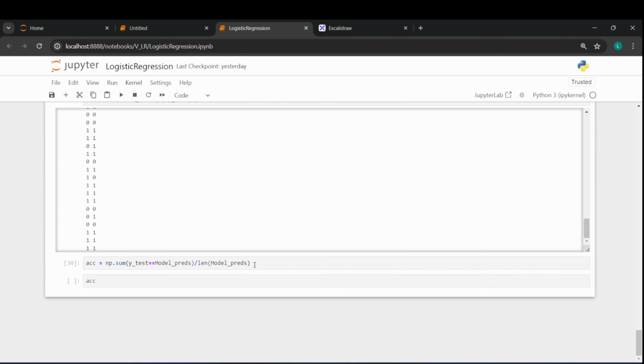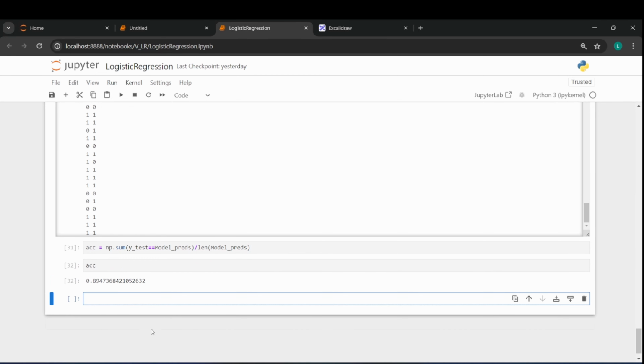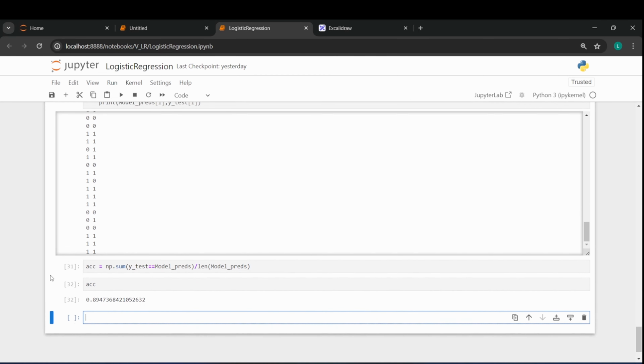Now let's see what is the accuracy of the model on test data. So I have calculated the accuracy by taking the sum of the times our model has predicted the correct class divided by the total number of predictions. So the accuracy is around 89.47%. So this is a pretty good accuracy.